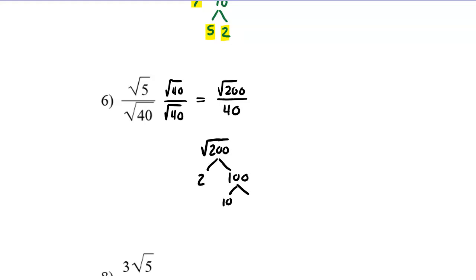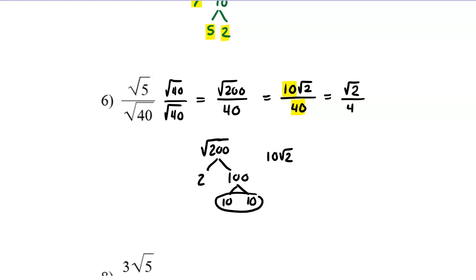100 is 10 times 10. There is a pair of numbers right there. So the square root of 200 is the same thing as 10 square root of 2. That's going to be our simplified answer. So in the numerator, we'll write 10 square root of 2 divided by 40. And now we've simplified the radical. The last thing we need to do is look at those outside numbers, those coefficients, see that that's the same thing as 1/4. So we would just write this as square root of 2 over 4.